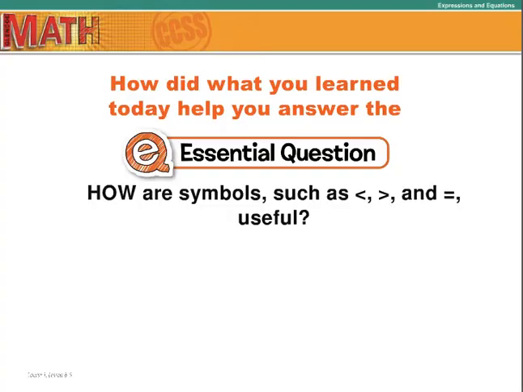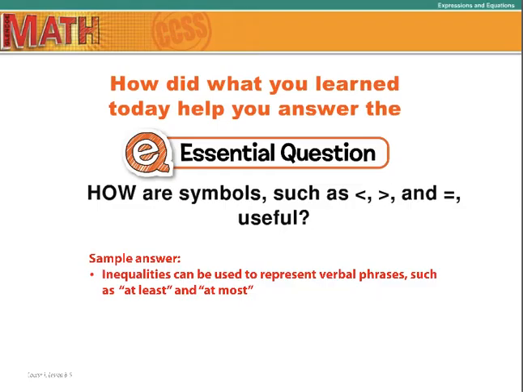So how did what you learned today help you answer this question? How are symbols such as less than, greater than, and equal to useful? Here's a sample answer. Inequalities can be used to represent verbal phrases such as at least and at most.